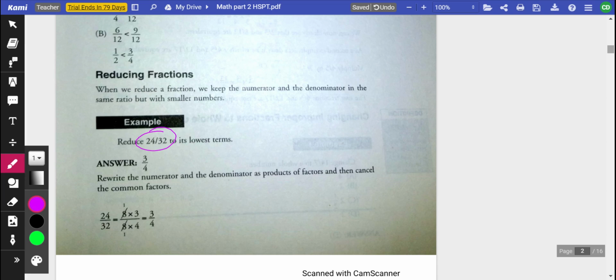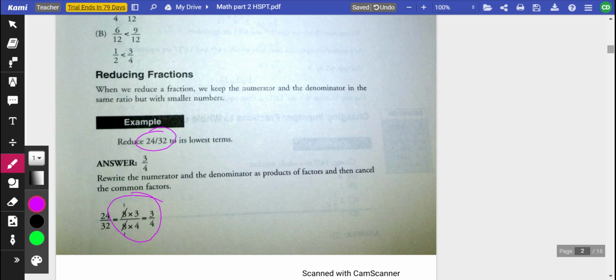And by doing that, we have to look at what's the GCF between 24 and 32. I know that 24 is 6 times 4. I know it is 8 times 3. I know 32 is 8 times 4. So it looks like 8 should be my GCF. If I look down here, they took 8 as the GCF. So I would divide both of these by 8.